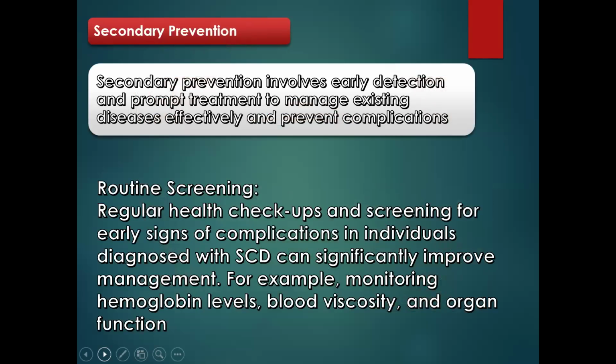The next level of prevention is secondary prevention. Secondary prevention involves early detection and prompt treatment to manage existing disease effectively and prevent complications. Here, the person is already having the disease. So what do we do? We continue to do routine screening, regular health checkups, and other screening to detect early signs of complications in individuals who are already diagnosed.